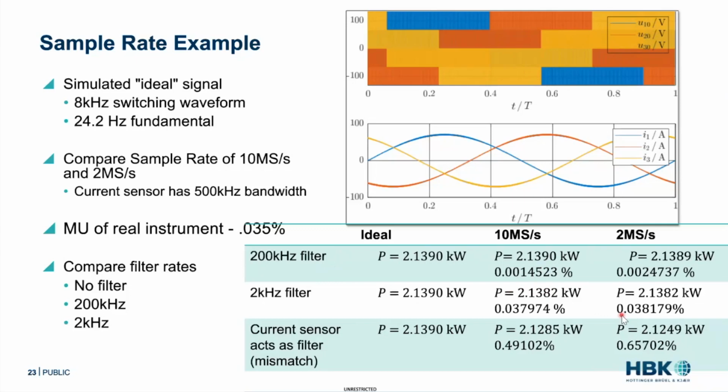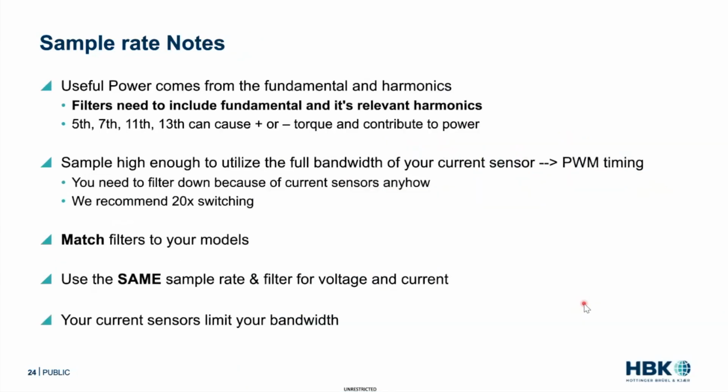So that's my thoughts on that. Care about your filter. Make sure your sampling is high enough that you're including your switching rate, but you don't need to go crazy. Your bandwidth is going to be limited by your current sensor. So some notes on sample rate. Useful power comes from the fundamental and its harmonics. The filters need to include the fundamental and its relevant harmonics, 5th, 7th, 11th, 13th. Some are going to cause positive torque, some are going to cause negative torque.